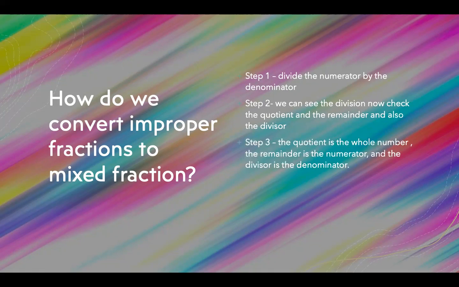Step 3, the quotient is the whole number. So the quotient which you have got is the whole number. The remainder is the numerator. And the divisor is the denominator.